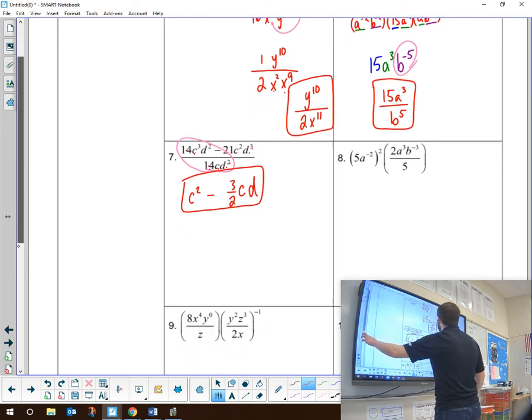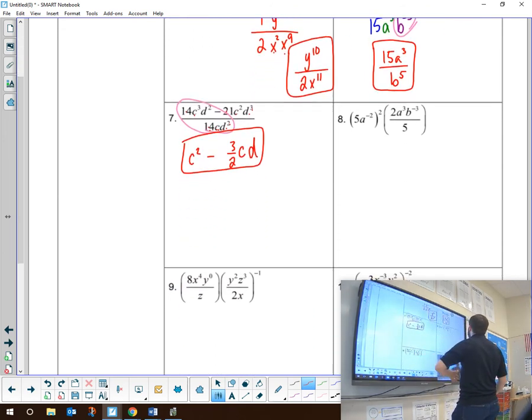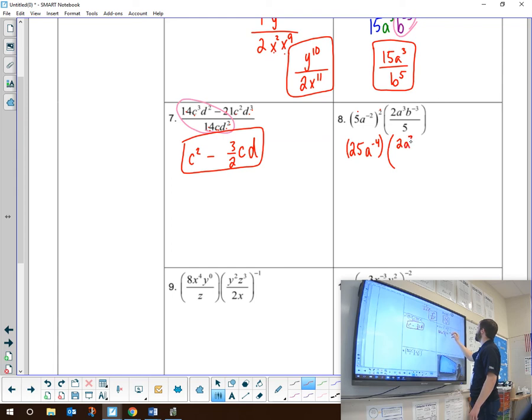All right, let's take a look at number 8. So number 8, I'm going to start off by distributing this 2. So 5 squared is 25. A to the negative 2 times 2 is a to the negative 4. Okay, and we're going to multiply that by all of this over here.